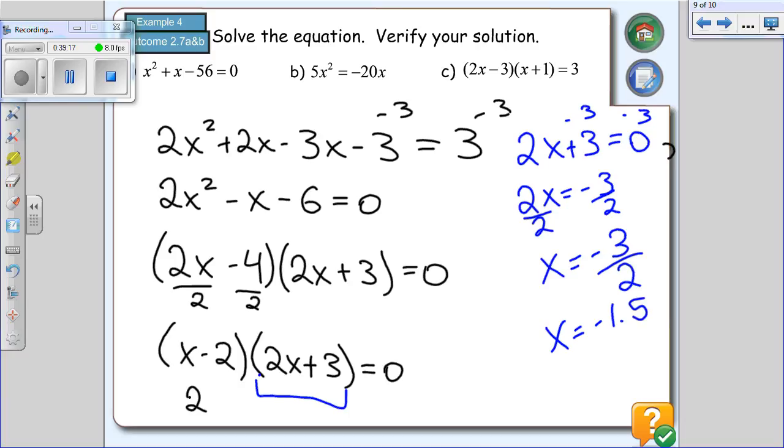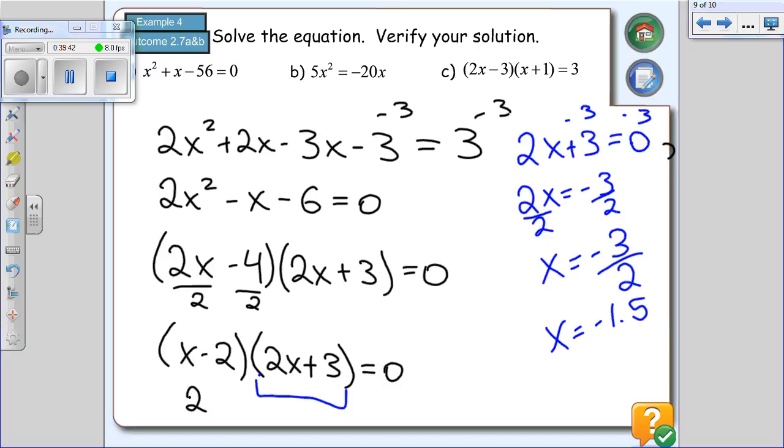So, quick rewind. We broke it down to 2 binomials. We want to use the zero product rule, knowing that anything times a 0 is equal to 0. So we figure out what x value makes each binomial 0. The first binomial, if we want it to equal 0, x has to be 2.